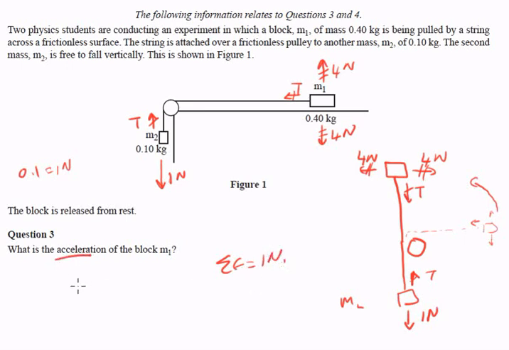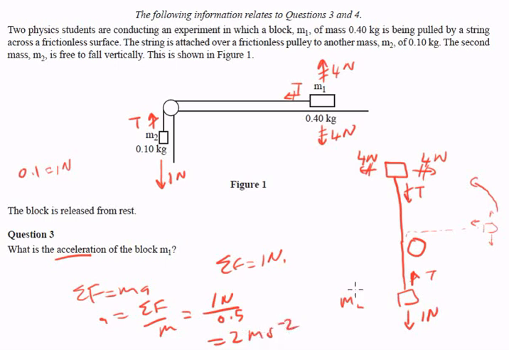So to work out the acceleration, we've got total force equals ma. So a equals total force over m equals this 1 Newton, the total force, which is this guy here. And the mass we use, because we're looking at this as one big system, is both the masses together, 0.4 and 0.1. So that equals 0.5. And 1 divided by 0.5 is 2 meters per second squared.